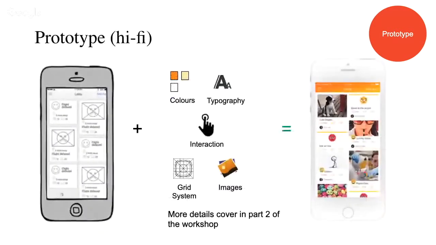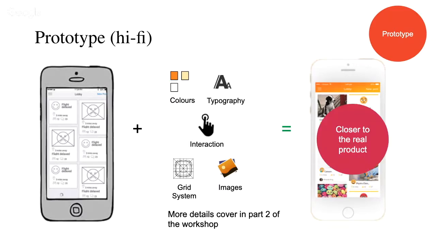Okay. And now we move on to high fidelity. So how to upgrade your prototypes? You throw in your fanciful stuff such as your color, typography, fonts, your interaction which is your gestures, your grid system, and also your images. I think this one, Terence will be covering in part two of the workshop, I think in July. So if you're interested, you can go. Okay, so in the end, you will have a full-fledged prototype, which you will hand to your developers for them to implement the actual product. Right? Closer to a real product.